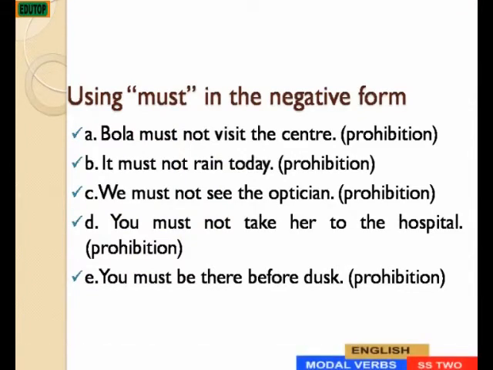Let's see how we can use must in the negative form. While using must in the negative form, we are expressing prohibition. Examples: Bola must not visit the center. It must not rain today. We must not see the optician. You must not take her to the hospital. You must not be there before dusk.